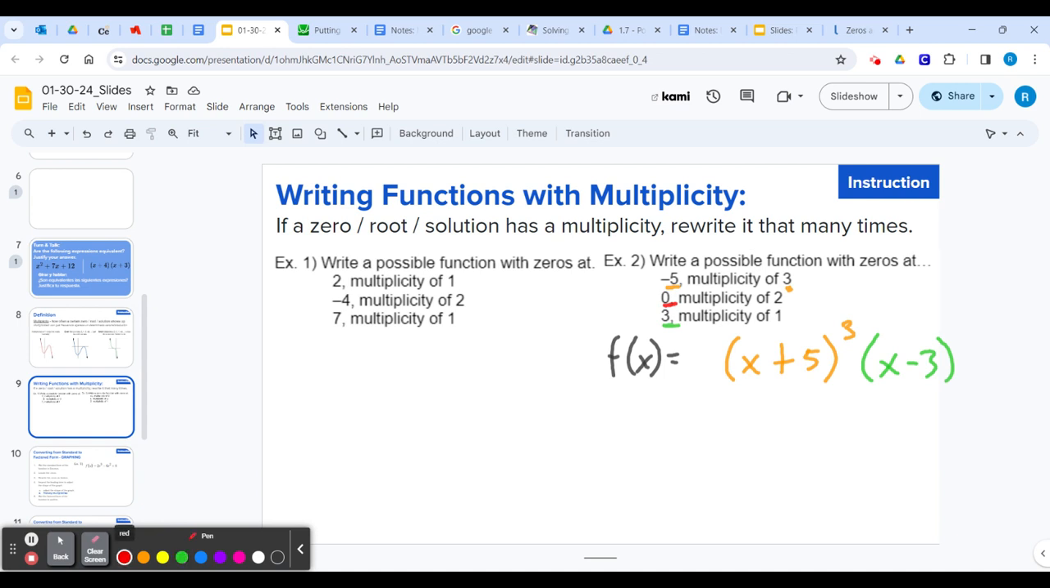Now remember, if we have a 0 at 0, that's going to result in an x out in front, and since it has a multiplicity of 2, that is going to result in an x squared. Now notice that if you added up all these multiplicities, 3 plus 2 plus 1, this gives you 6. Well, that also matches the degree of our polynomial. We have 2 x's here, 3 x's here, and 1 x here, where we should have a 6th degree polynomial.